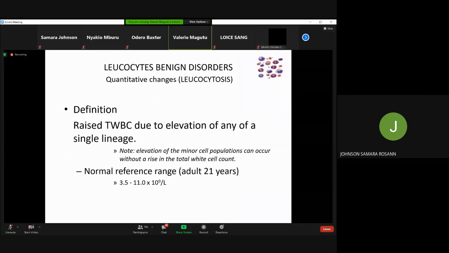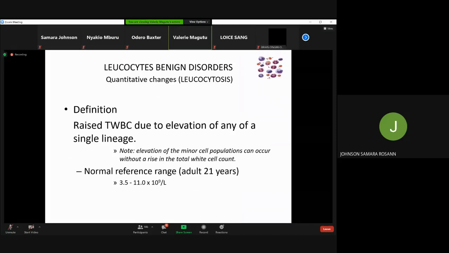Okay, so still not quantitative, we can move into leukocytosis. This is the raised total white blood cell count due to an elevation of any of the single lineages. You can have all of them elevated, like an increase in neutrophils, lymphocytes, all of the cell counts can be increased, or it could be just one. You can have a total white blood cell count increase, and the increase is caused by the increase in neutrophil count. Okay, so all of those cell types could be increased, or it could just be one that's contributing to this leukocytosis.